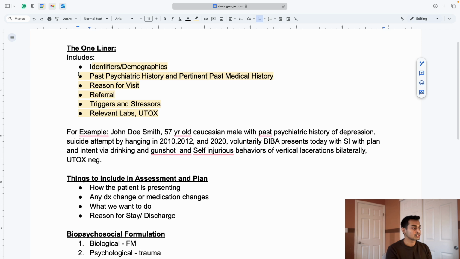Triggers and stressors: what are the biopsychosocial things that could possibly be causing the current admission? And relevant labs and urine tox, especially important for consultation liaison psychiatry or ED psychiatry. Are they coming in with substance use or testing positive on their urine tox screening that can be causing the mood symptoms, or any relevant labs that can be causing the mood symptoms?